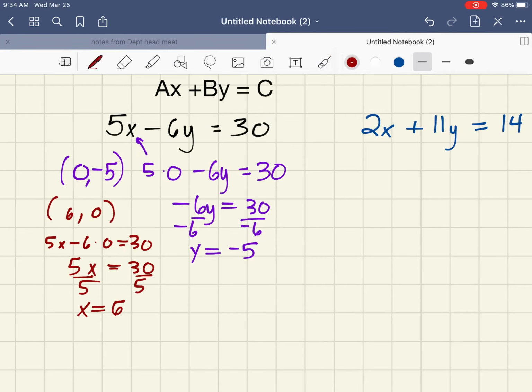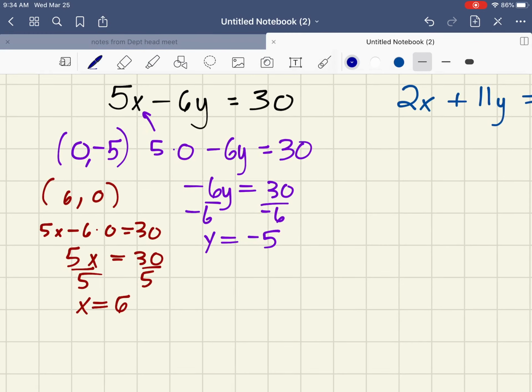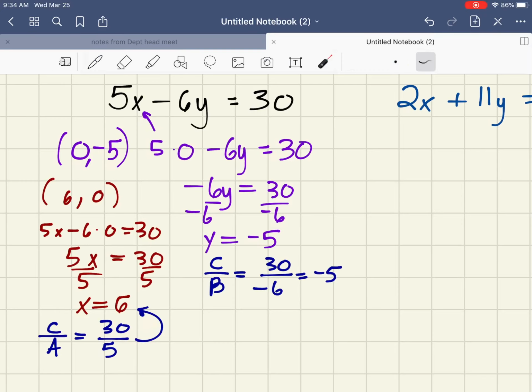Now the quick way to do this is simply for the x-intercept, take the c value and divide by the a value. And for the y-intercept, take the c value and divide it by the b value. It's just important to recognize that when the b value has a negative, it's a 5x minus 6y here, that minus makes that b value negative. And if you forget that, you're going to get the y-intercept wrong.